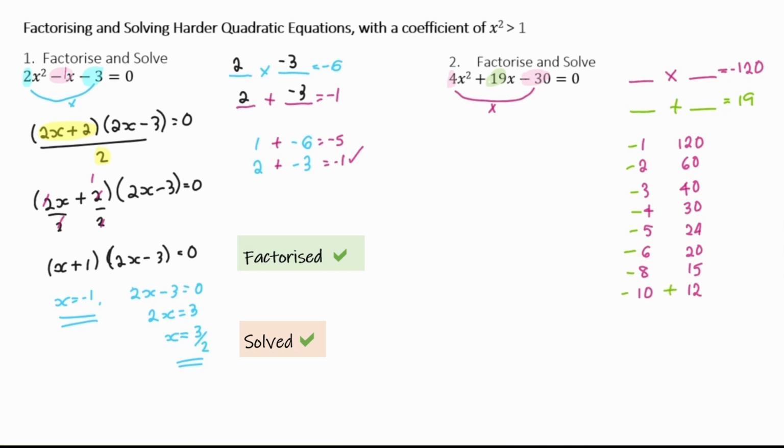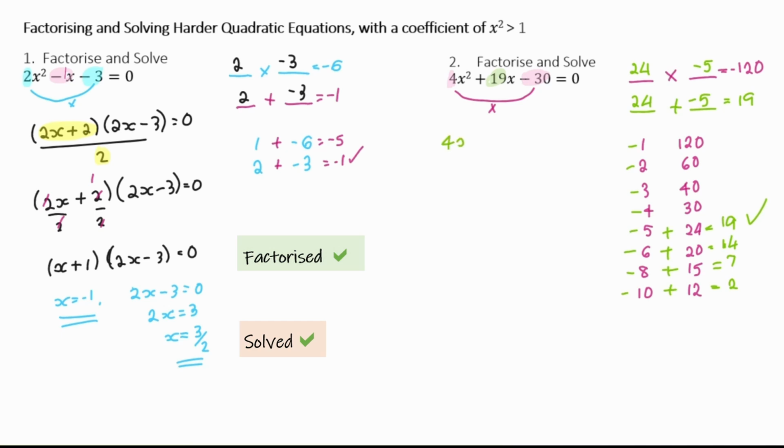So if we do minus 10 plus 12, that gives us 2. Minus 8 plus 15, that would give us 7. Minus 6 plus 20 would give us 14. And minus 5 plus 24 gives us 19, which is the number we are looking for. So the two factors we will use to give us minus 120 will be 24 and minus 5, because they also add to give us 19.